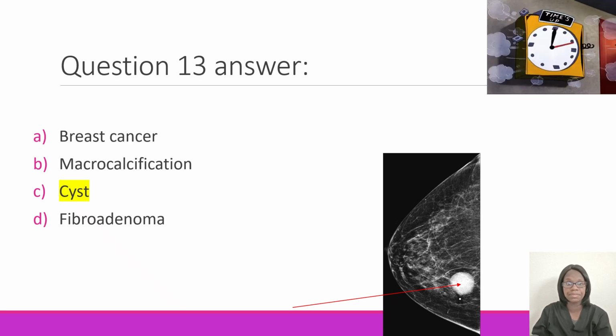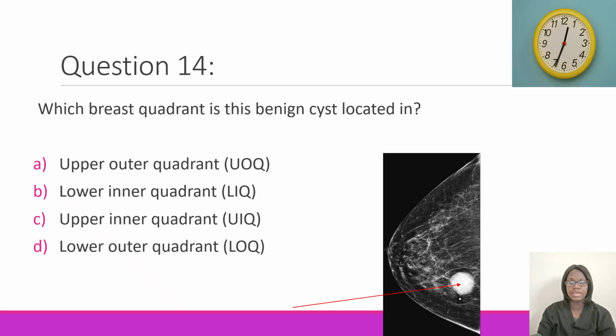Give me 1 second. I'm going to give you the information for which breast pathology this is, which is a cyst, in the next slide, because this question will pretty much give away the answer if I show the information that I want y'all to see. But for question 14, which breast quadrant is this benign cyst located in? Is it the upper outer quadrant, lower inner quadrant, upper inner quadrant, or lower outer quadrant?